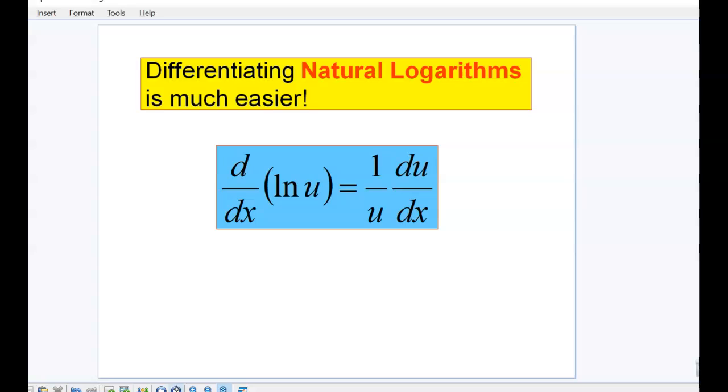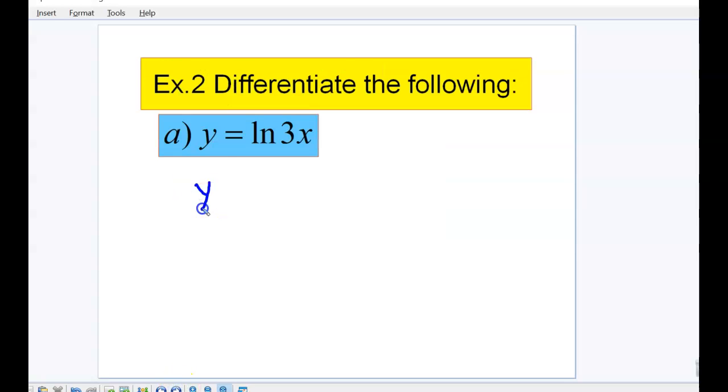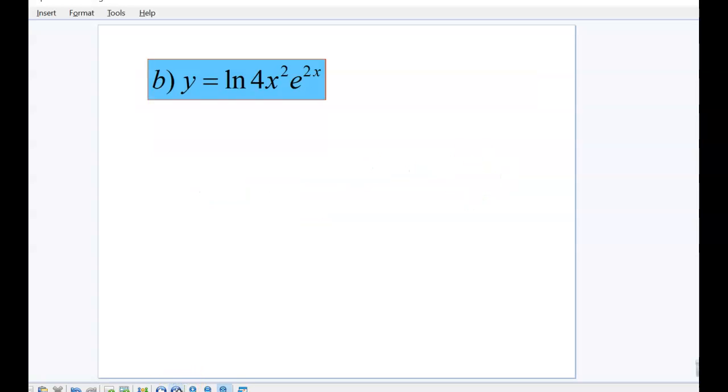Okay, the derivative of natural logs is much easier because dividing by ln of the base, ln e is 1. It's just 1 over the function times the derivative of the function. So to take the derivative of this, it would be 1 over 3x times the derivative of the function, which is 3. And now the 3's would cancel, and my answer would be 1 over x.